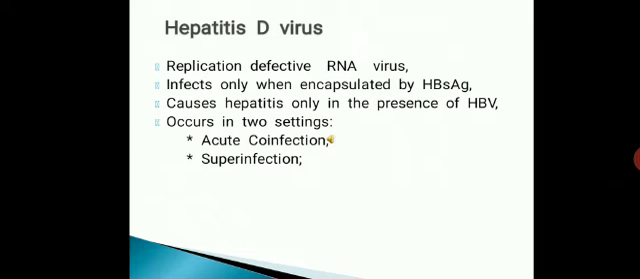This infection can be in two settings. There can be co-infection or there can be super-infection. Co-infection is when hepatitis B virus and hepatitis D virus together infect a host. Then it is said to be co-infection. Here the infection is mild. And super-infection is when a person is already suffering from hepatitis B virus infection, and on top of it, he gets infected by the hepatitis D virus. It is said to be super-infection. Then this type of infection is a fulminant type of infection.